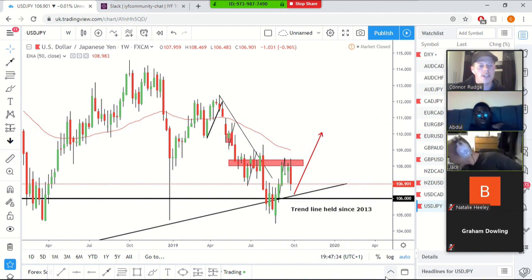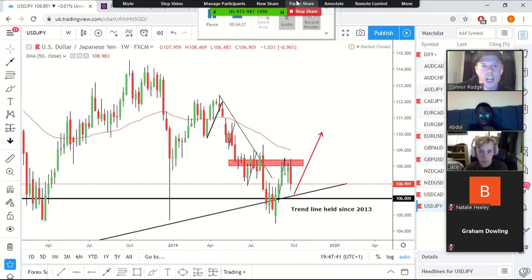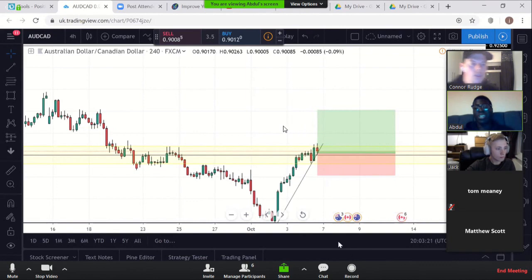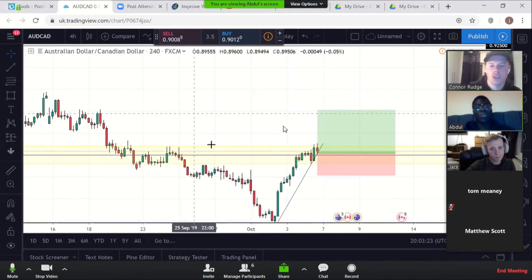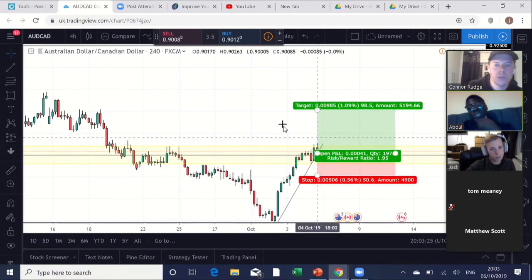Are there any other pairs that anyone wants to look at? I know I've covered quite a few pairs here, but if anyone wants me to look at any specific pairs, I can do that. If you want to, yeah, there were some massive moves last week, weren't there? We caught quite a nice amount of pips between us.